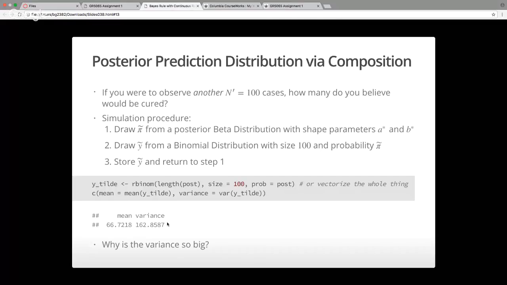That's sort of conceptually what it is. In R, you could just vectorize the whole thing. Give me 10,000 draws from a binomial distribution, each with size 100, but a different realization for the posterior draw of pi. And you get, in this case, something with mean 66.7 out of 100 people cured, but a large variance. And we might ask ourselves then, well, why is the variance in this process when we do the predictions so big?